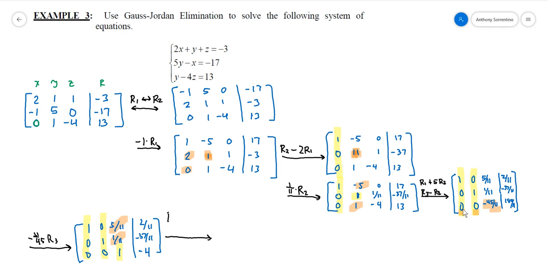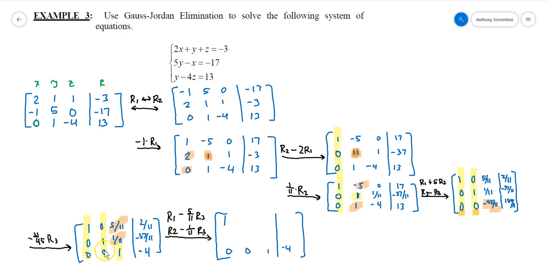So row 1, I'm going to subtract away 5/11ths of row 3, and row 2, I'm going to subtract away 1/11th of row 3. And when I do that operation, row 3 is going to be left untouched. 1 minus 5/11ths of that 0 is going to be 1 minus 0. It's still going to be 1.